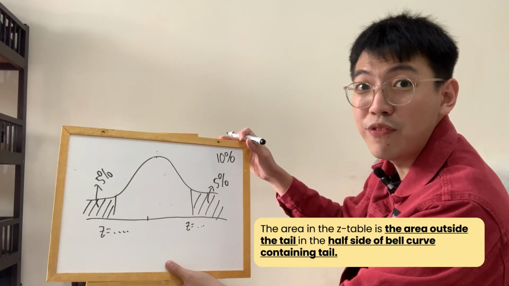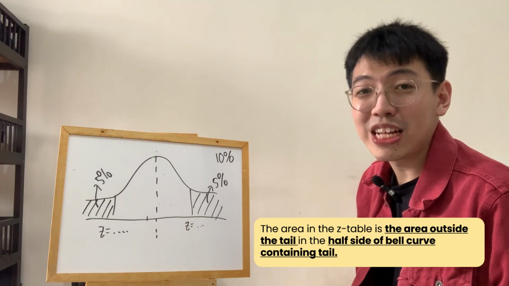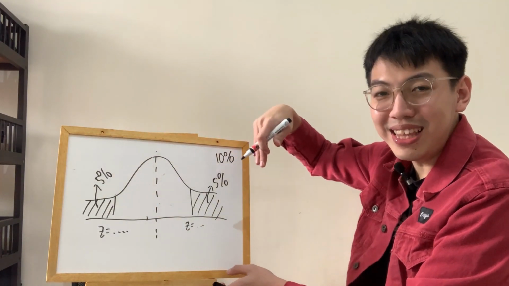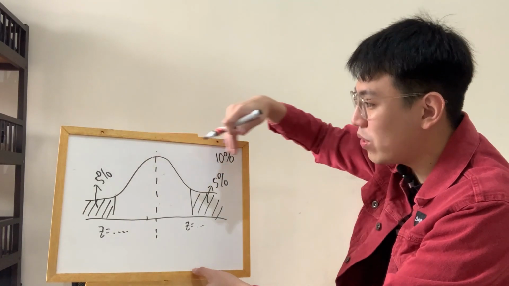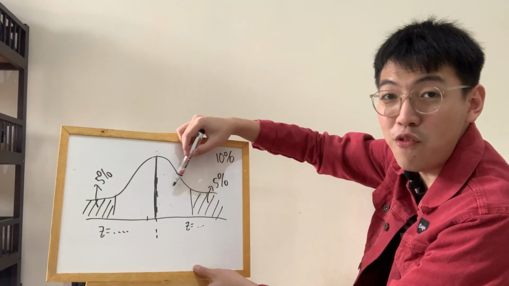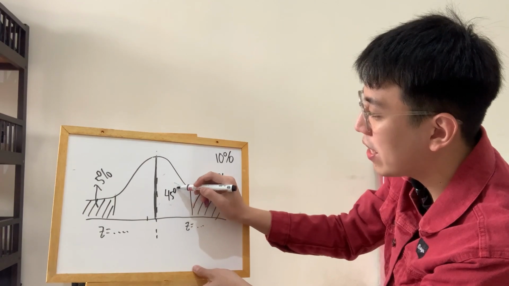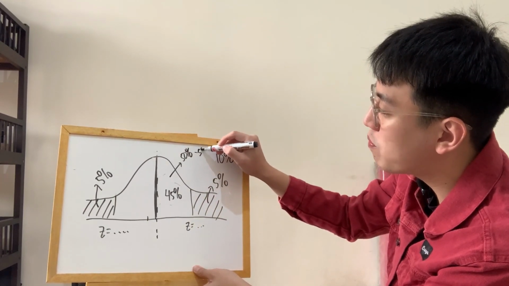Again, we need to divide this bell curve into two. We choose the side that contains the tail. This one contains a tail, this one contains a tail. It means just choose one of them. Okay, let's choose the right one. If the shaded one is 5%, the half of the white area here will be 45%, right? 50% minus 5%.